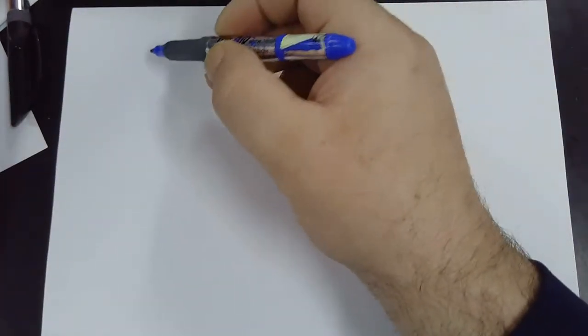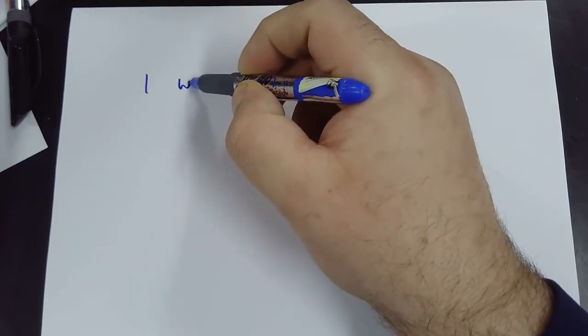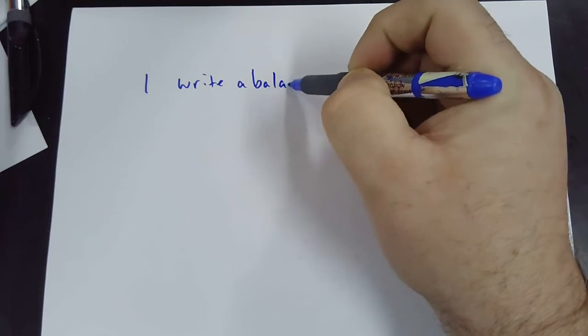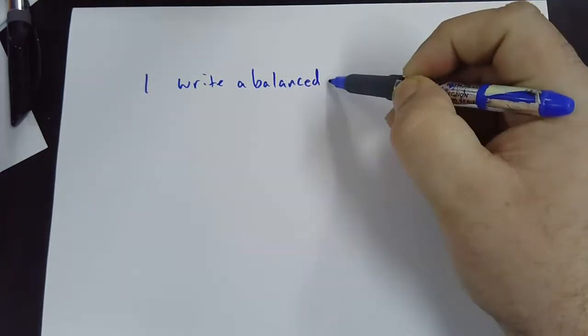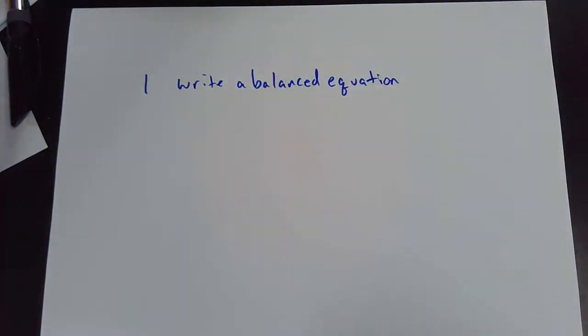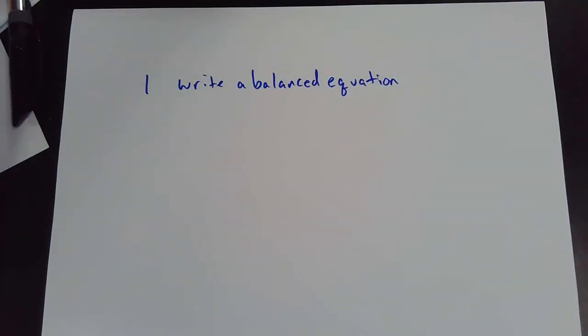Okay, so what we're going to do today is start learning how to do a stoichiometry problem. Stoichiometry starts with a couple of steps. The number one step is to write a balanced equation. After this point, my instructions are going to shift from what other teachers would tell you.